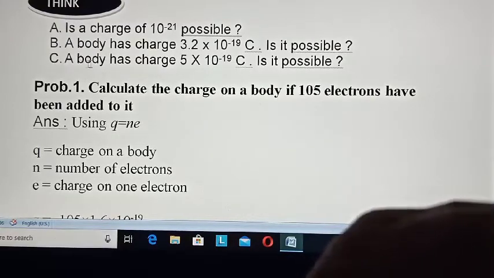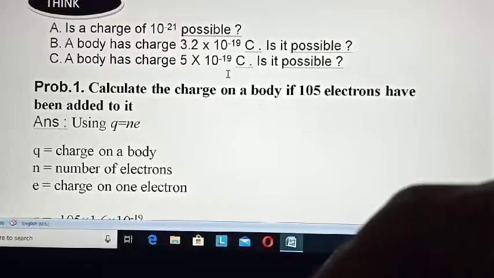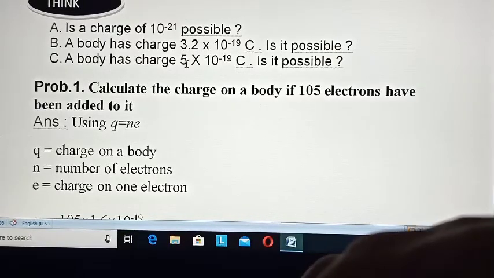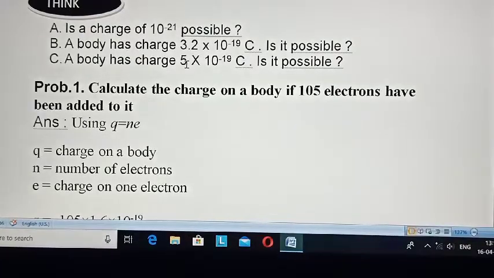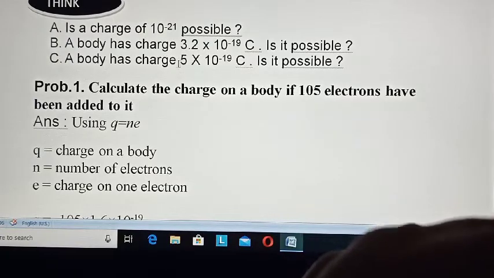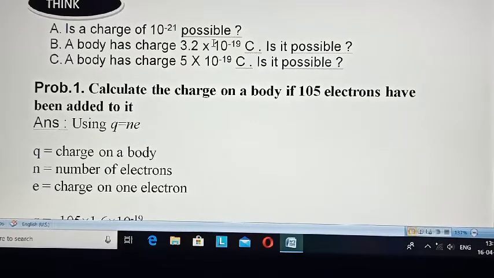Third one, a body has charge 5 into 10 to the power minus 19 coulomb. Is it possible? If you apply Q is equal to Ne, here n is not an integer, so definitely it is not possible. Sometimes you may get it directly, sometimes you may not. Sometimes it will be asked, is a charge of plus 2.1e possible? Here 2.1 is the n, so definitely it is not possible.